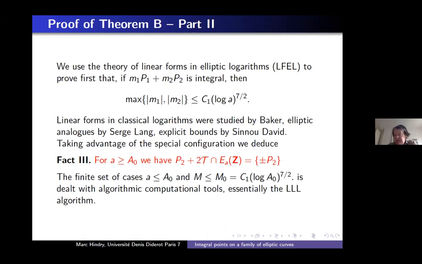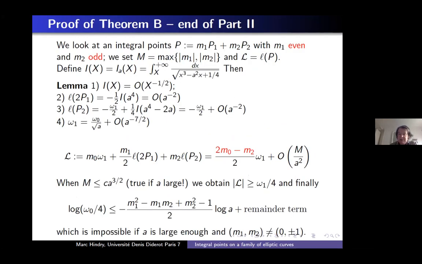And the bound you obtain is a power of log. Let's forget about what power, it's a power of log. So if I plug this in, capital M is bounded by a power of log. So certainly M is smaller than CA to the power 3/2, at least if A is large enough. And so you obtain this linear form of logarithm, which is actually 1/2 of the thing written in red.